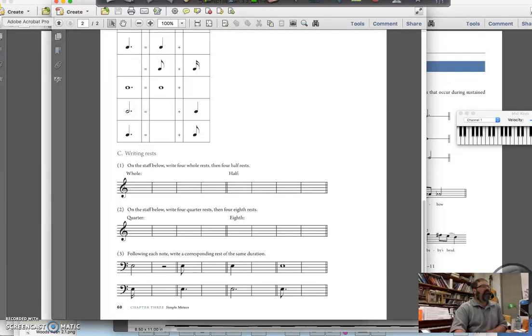Hey guys, last one here for chapter 3. I think we can get through the rest of 3.2 and 3.3 without much of an issue. A couple of new issues come up here. Let's talk a little bit more about the dotted rhythm thing.